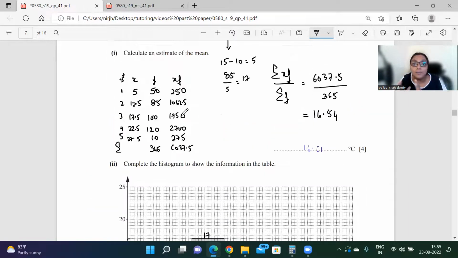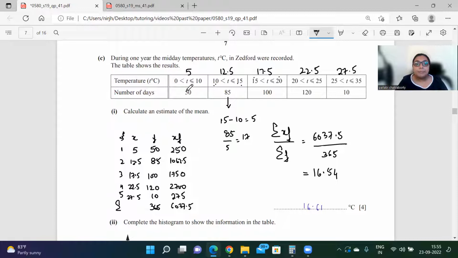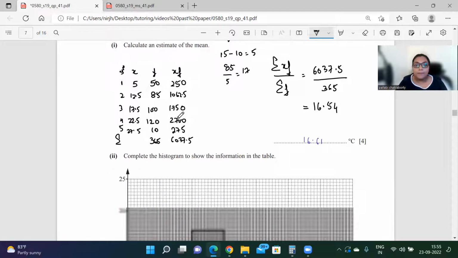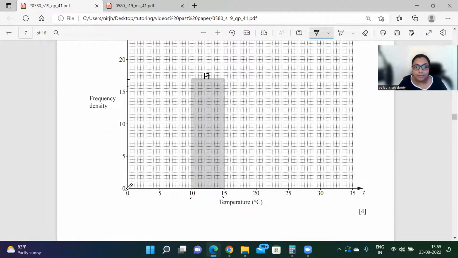Histogram means the bars will be touching each other, right? Let's try to find out the frequency density of the first one. So it is 10 and this is 0. That means the interval is 10 and the frequency is 50. So it is 50 divided by 10, which is 5. So the frequency density of the first one, 0 to 10, will be 5.